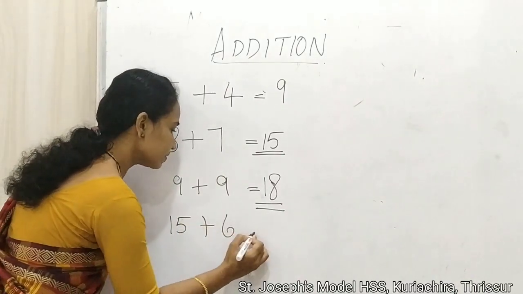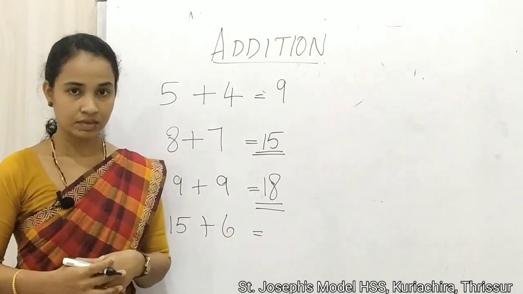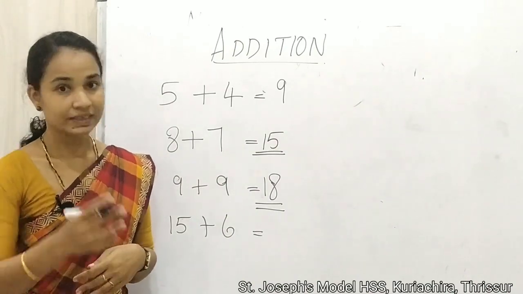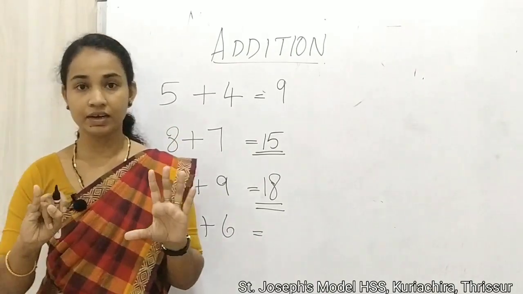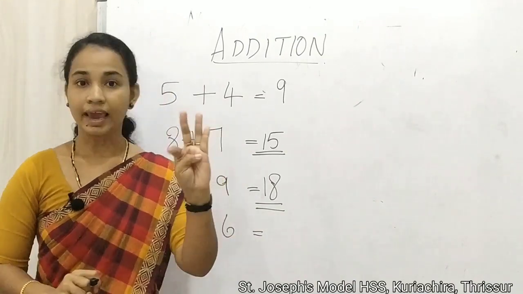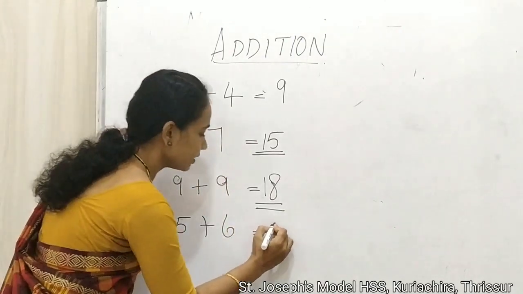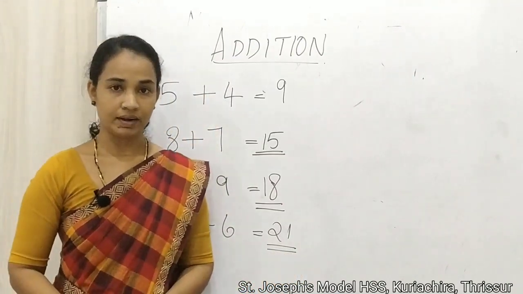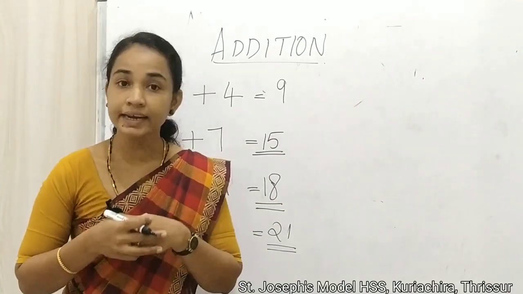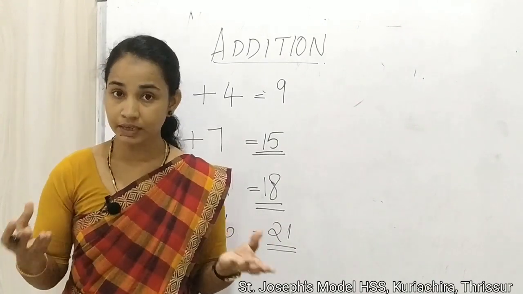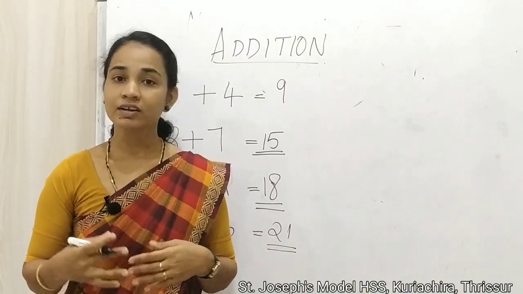Now, one more example. 15 plus 6. So, which is the small number? Yes, 6. So, 6 fingers. Okay. Then, 15 after 16, 17, 18, 19, 20 and 21. So, what is the answer? 21. This is called addition. So, always remember to find a total number or to find out how many in all, what we want to do? Addition. Addition means combining or joining.